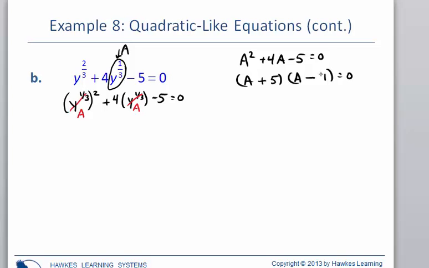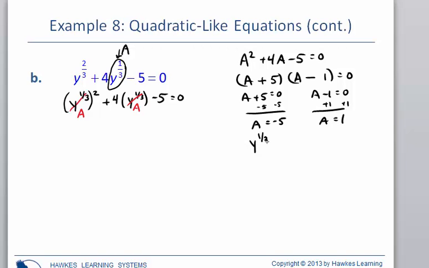We'll set each of those equal to 0. So A plus 5 is equal to 0, and we'll subtract the 5 off. So A is equal to negative 5. A minus 1 is equal to 0. We'll add 1 to both sides, so A is equal to 1. And again, once you have solved for A, then you need to go back and reverse the substitution and solve for x, or y in this case actually. Remember that we substituted for A, y to the 1/3. So I'm going to say y to the 1/3 is equal to negative 5, and y to the 1/3 is equal to 1.